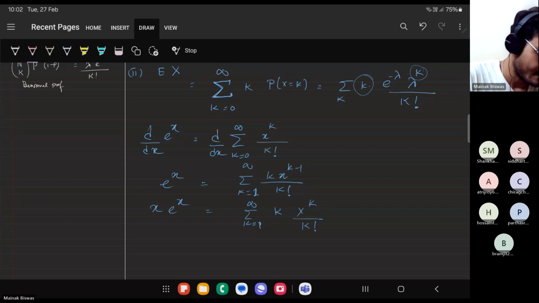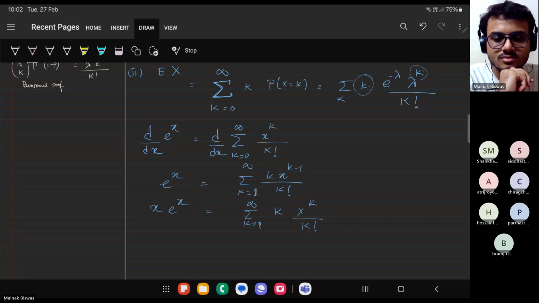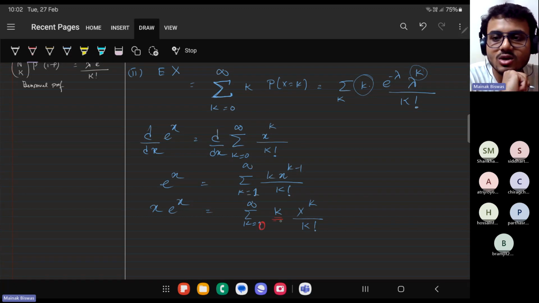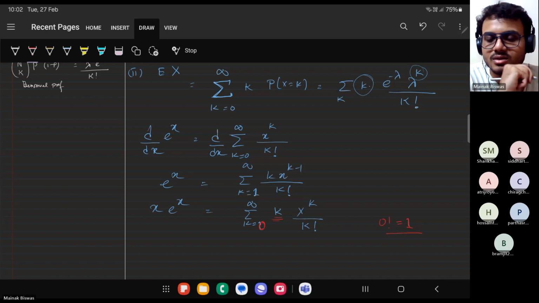Now what will I do to bring the form above? I can also write 0, right? Because k multiplied by 0 would ensure that the term is 0. I have no problem writing 0 also, right? And 0 factorial is 1. Correct?